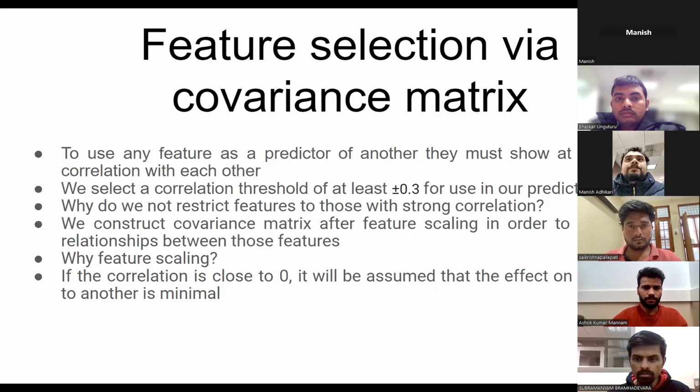Next slide, please. For that we'll have to do feature selection, like for prediction, which feature to select for which target. For feature selection, we are going to use what's called the covariance matrix. To use any feature as a predictor of another, we select those with at least some moderate correlation. That means if there is no correlation at all, not even a moderate one, we are not going to select those features. So we set the correlation threshold of at least plus or minus 0.3 in our predictor.